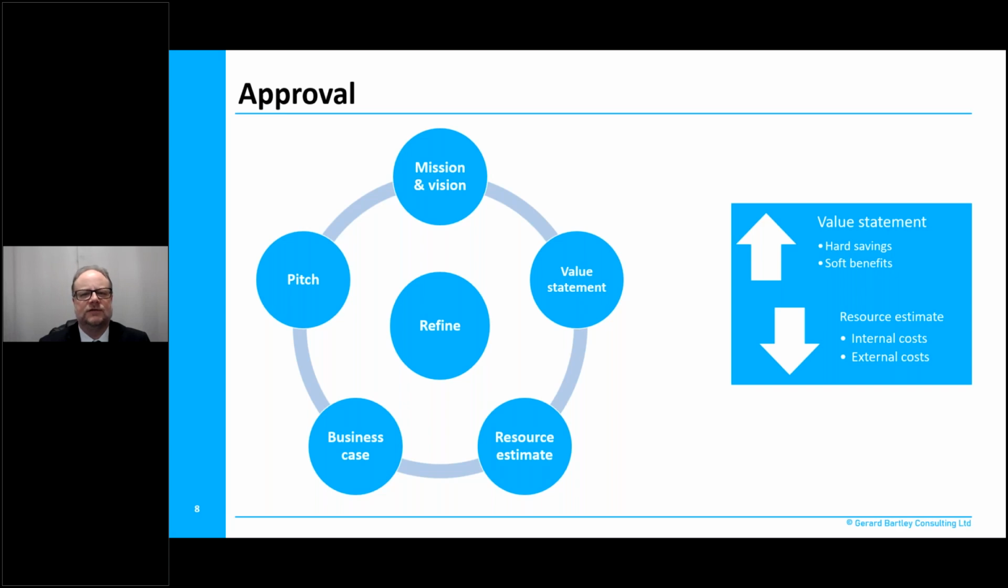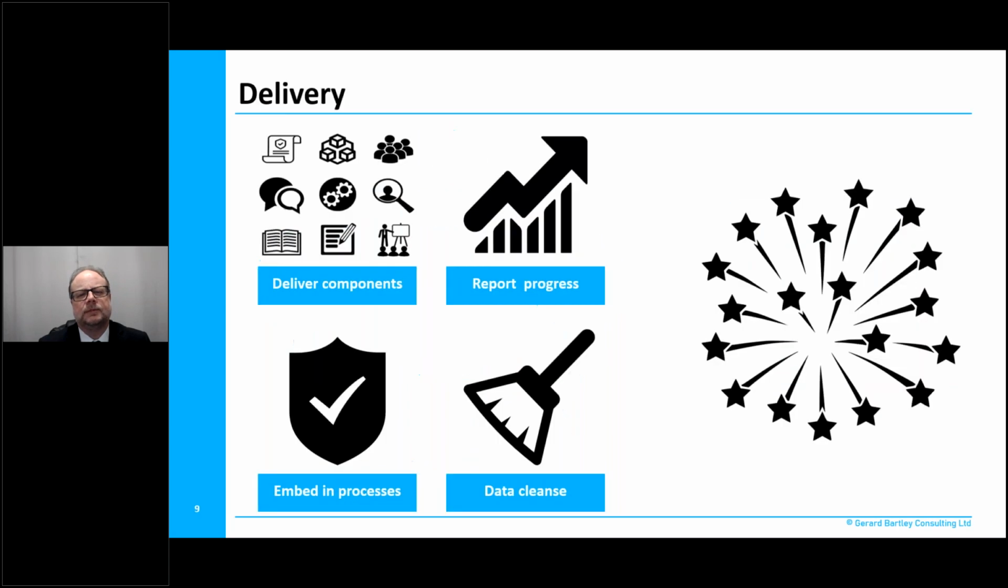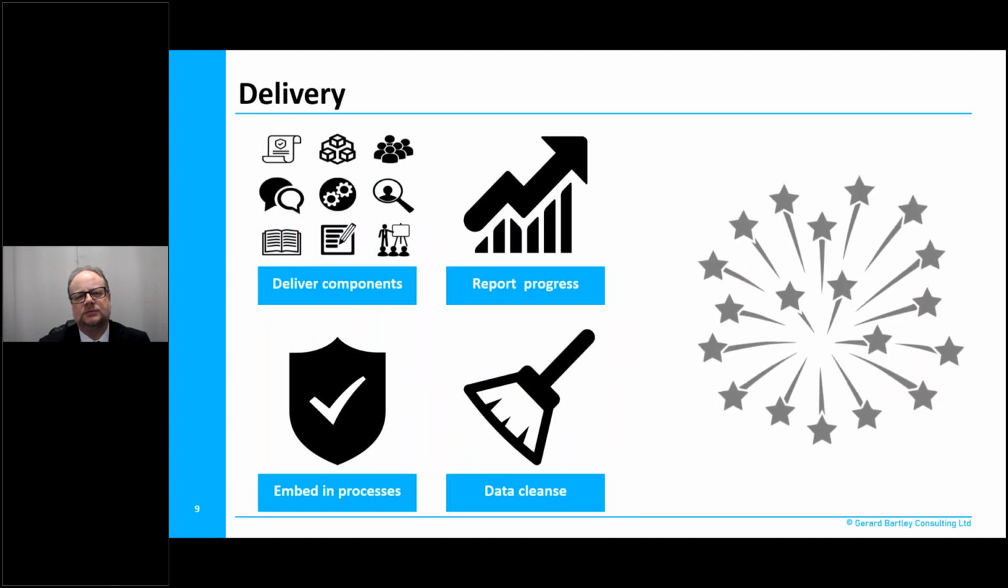Finally, you need to deliver what you have said that you will deliver. Firstly, you need to deliver the components that you've chosen, the owners, the definitions, the dictionaries, etc. That's pretty clear. However, as you go, it is essential that you give lots of feedback to stakeholders about your progress.